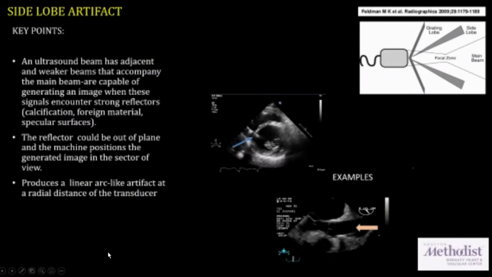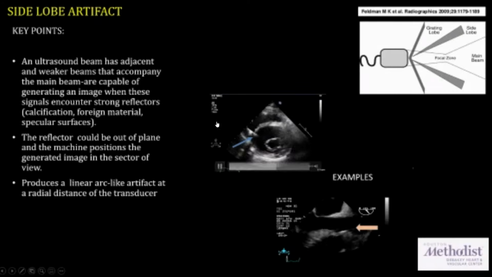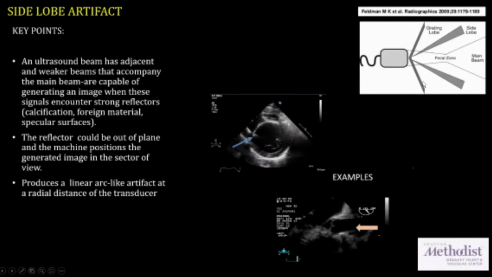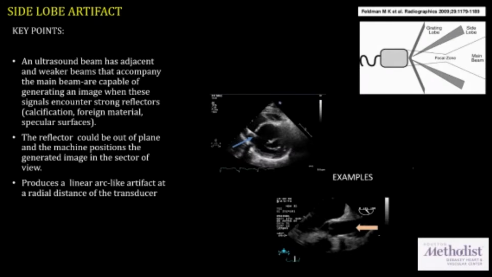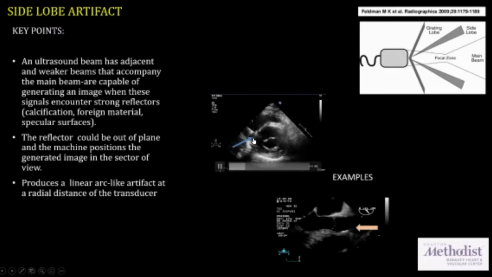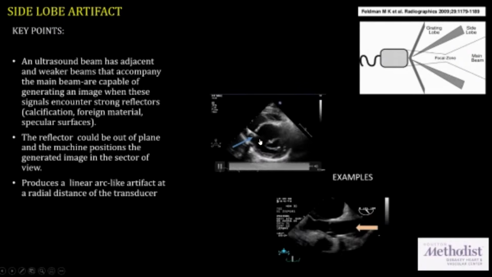All right, now talking about side lobe artifacts. Again, remember, the ultrasound beam is capable of generating an image when these signals encounter strong reflectors. It can be out of the plane, and the machine can artifactually place it in the same kind of range. For example, here, this is a linear arc-like side lobe artifact from the presence of a defibrillator wire. So it almost looks like the wire is coursing across the septum, but in fact, it's just an artifact, a side lobe artifact.